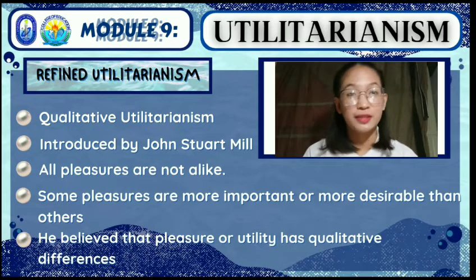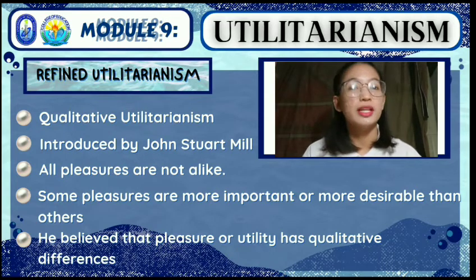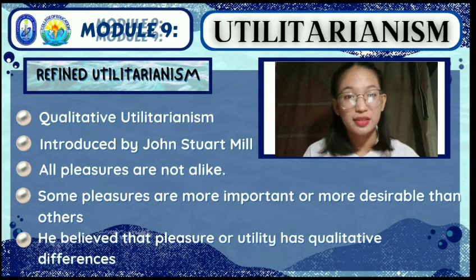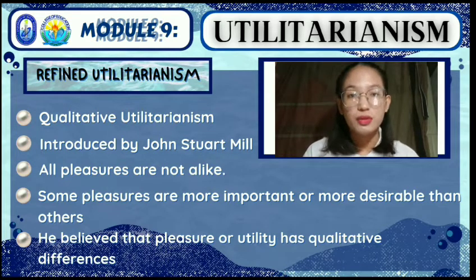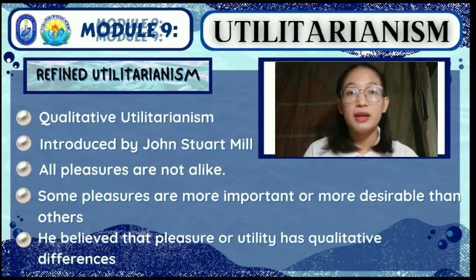The second kind of utilitarianism is qualitative or what we call refined utilitarianism, which was introduced by John Stuart Mill. According to this theory, all pleasures are not alike. So in this part, we can already conclude that this kind of utilitarianism is the opposite of quantitative utilitarianism. In Mill's view, he believes that some pleasures are more important or more desirable than others. So base dito, the quality is something which a person should definitely depend upon when talking about utility.